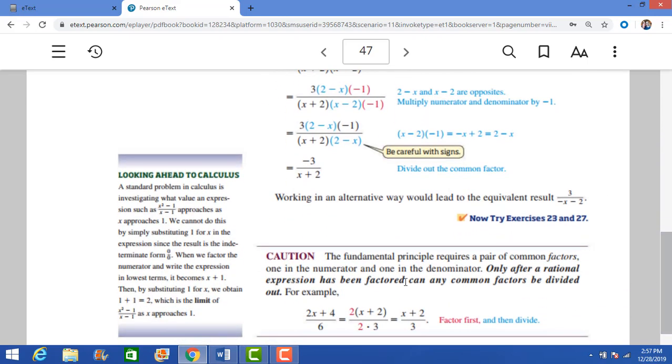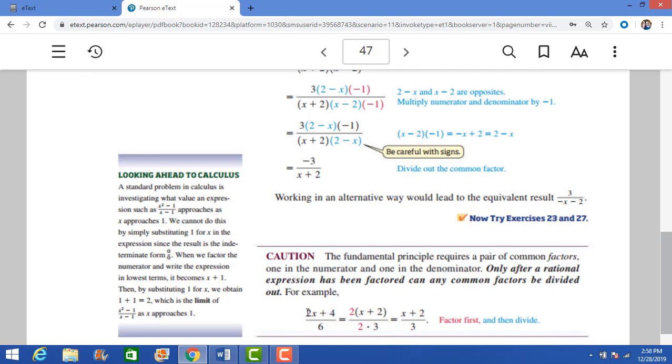Now, the fundamental principle requires a pair of common factors, one in the numerator and one in the denominator. Only after a rational expression has been factored can any common factors be divided out. Okay, so for example, if we see this, we factor out the top, we factor the bottom, and we see we have common factors, and then we cancel. So you must factor first and then divide.